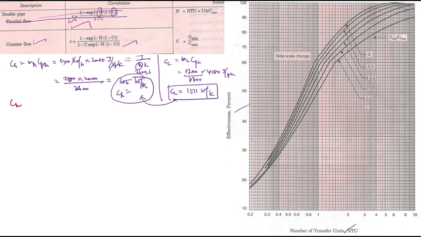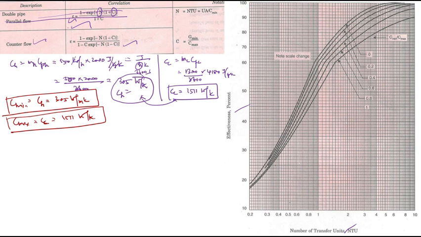From that CC and CH, C minimum is equal to CH, which is equal to 305 watt per Kelvin. C maximum is equal to CC, which is equal to 1511 watt per Kelvin. You find these two values. Then the second step is to find C. C is equal to C minimum divided by C maximum, so 305 divided by 1511. We are getting C equal to 0.2. This is the second step.